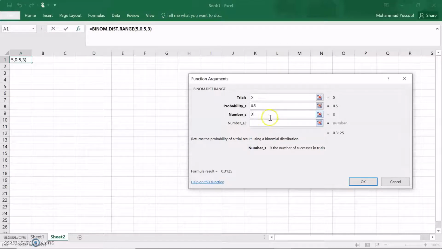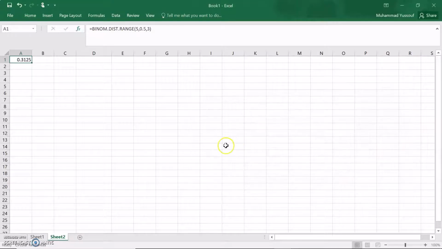When we are dealing with a range, it asks for the first number and the second number, but in our situation it's not a range, it's a single number. We are looking for the probability that the coin lands on tail exactly 3 times. It's not like a range, so you don't fill the second one. So you just click on that, and here is the answer: 0.3125, or 0.313 if you round it to 3 decimal places.